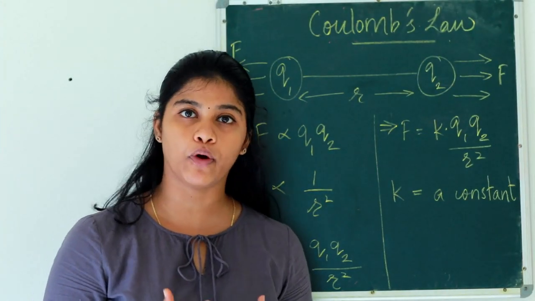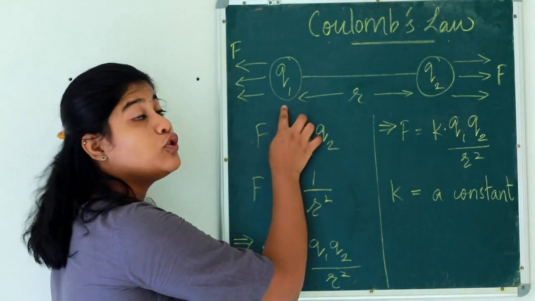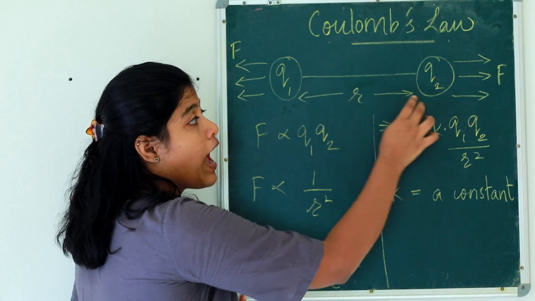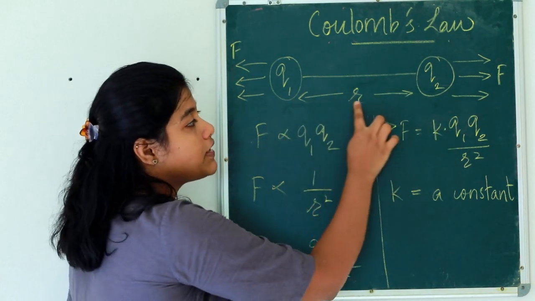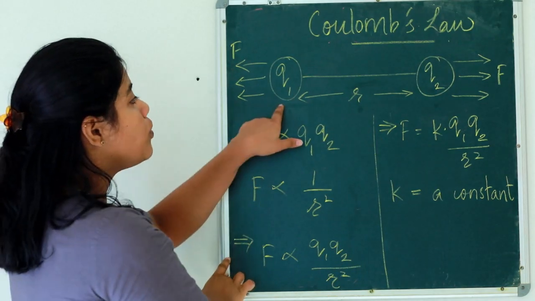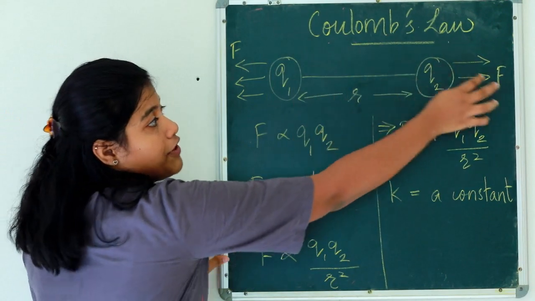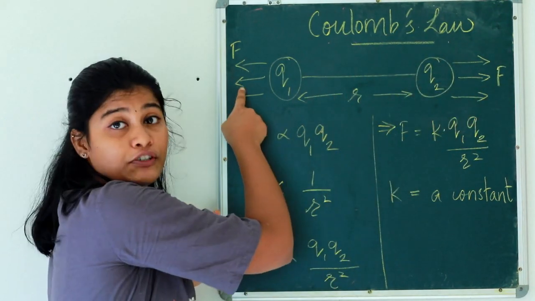Coulomb's law for two-point charges. So now we are going to consider two-point charges Q1 and Q2 which are separated at a distance small r. Both Q1 and Q2 are experiencing a force which is being written as F here. So we have to find this force.